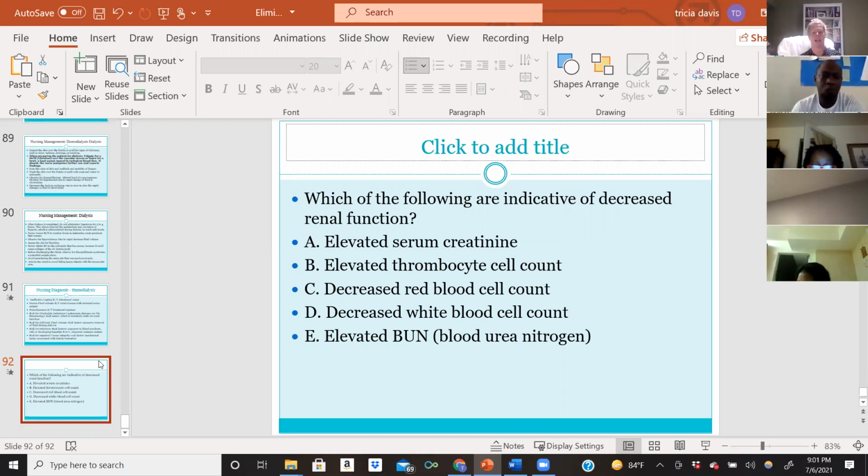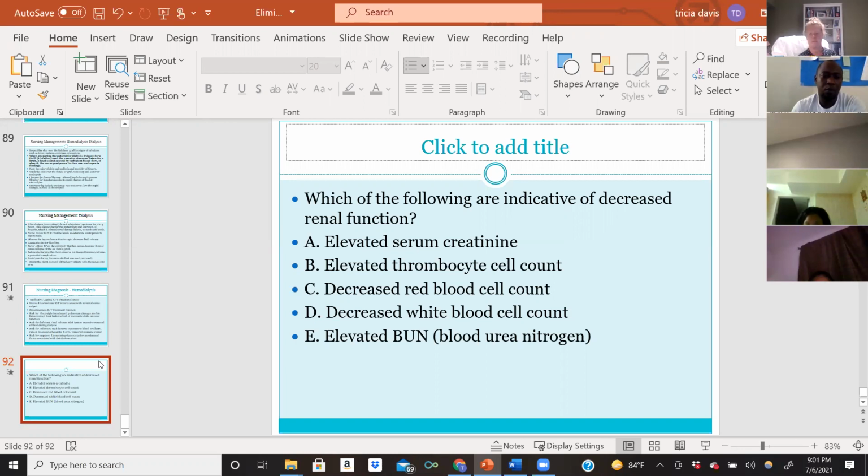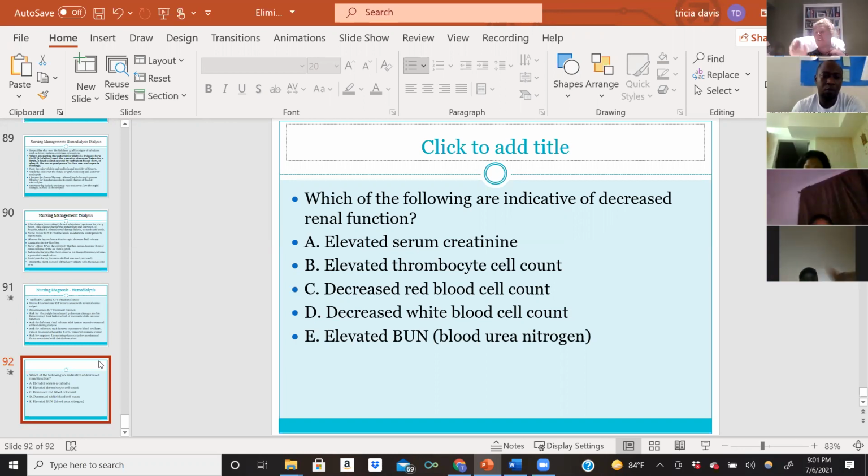Decreased white blood cell count? No, it'd be increased. No, it wouldn't be anything. Doesn't even have an effect on it unless there could be an infection, but we're not going to talk about that. So no, it would be normal. And then an elevated BUN, blood urea nitrogen? Yes. Very good.